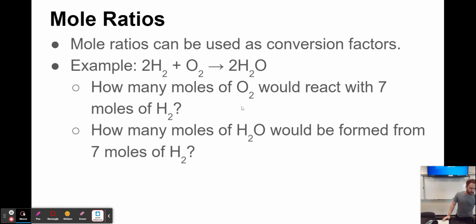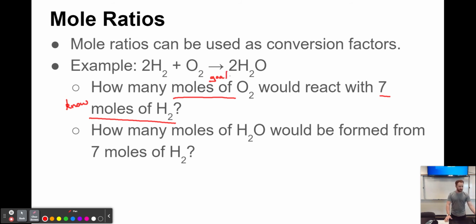Okay, so what we know in this calculation, because we are going to calculate this, is we know that we have 7 moles of H2, and our goal is to know how many moles of O2 would react with it. So we're going to start with what we know, just like always. All right, we're going to set up a little conversion thing. We're going to write 7 moles of H2O.